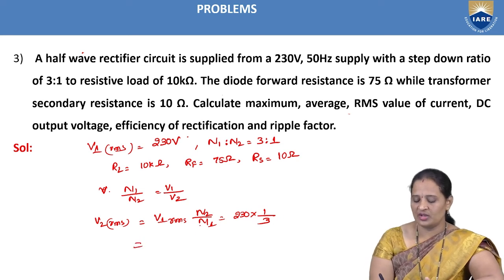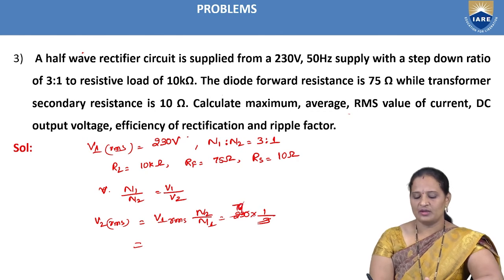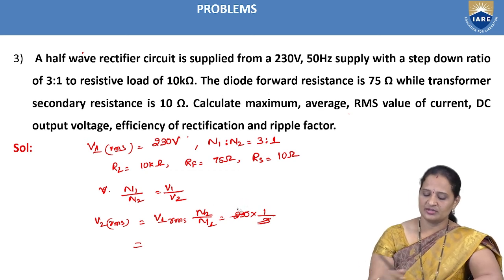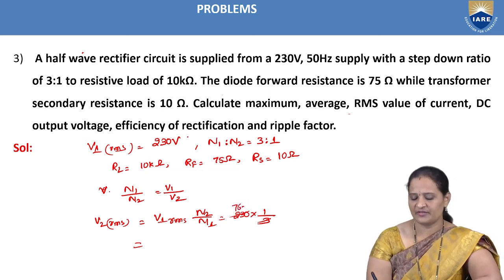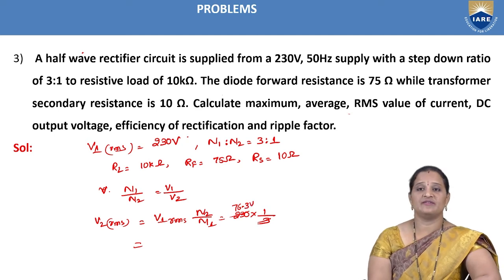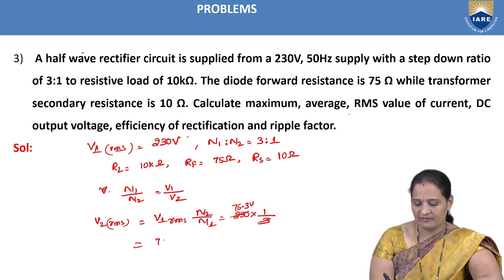So here this we will get: 3 ones are 3, 3 sevens are 21, 3 sixes are 18. So here we'll be getting it as 76.3 volts. So that is, V2 RMS value is 76.3 volts.